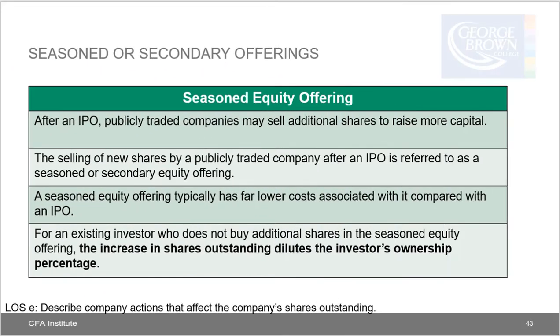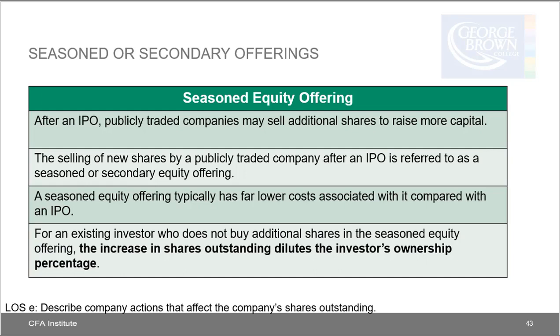Okay. Now we're moving on to seasoned or secondary offers, and after an IPO, publicly traded companies may sell additional shares to raise more capital. The selling of new shares by a publicly traded company after an IPO is referred to as a seasoned or secondary equity offering. So again, we're looking at the language here. We're learning the language of equities. A seasoned equity offering typically has far lower costs associated with it compared to the IPO.